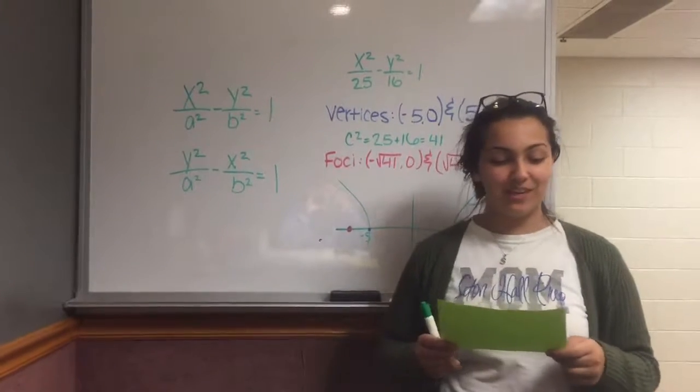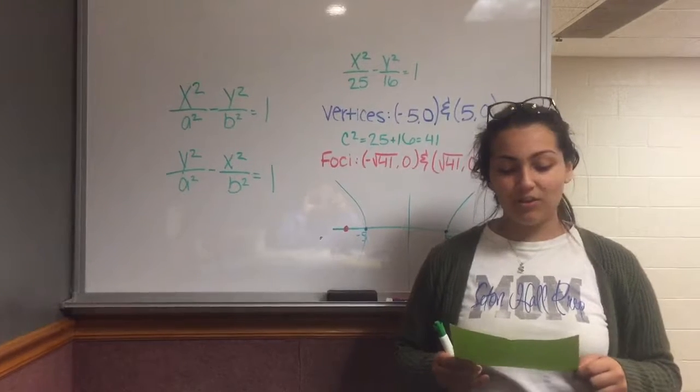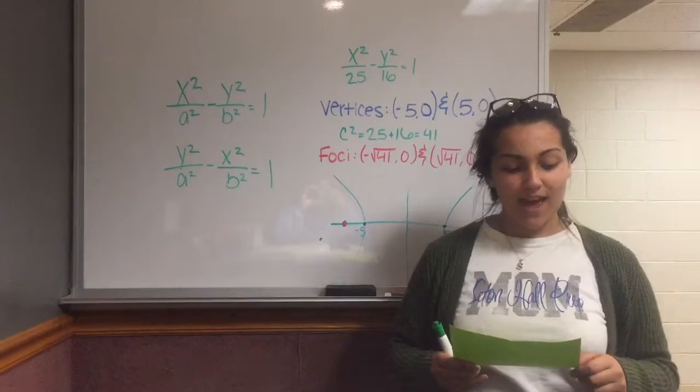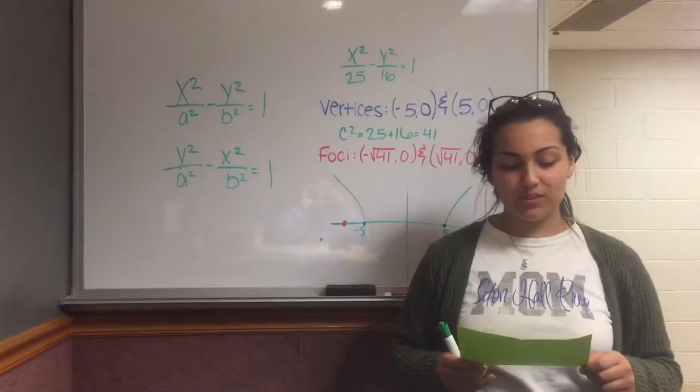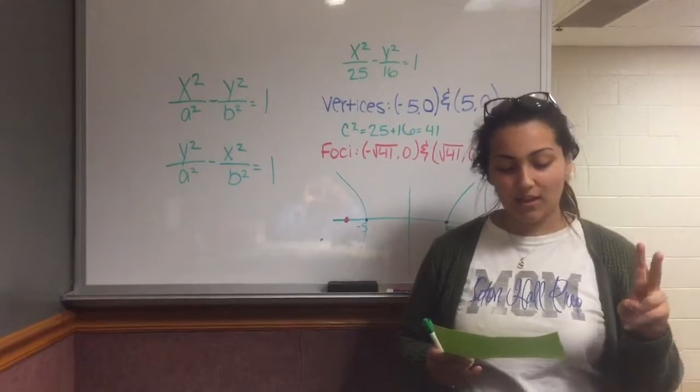Hi guys, so today we're going to be talking about hyperbolas. To start off, a hyperbola is the set of all points on a plane where the difference of the distances from two fixed points, called foci, is constant.